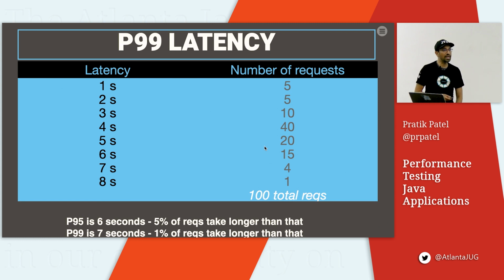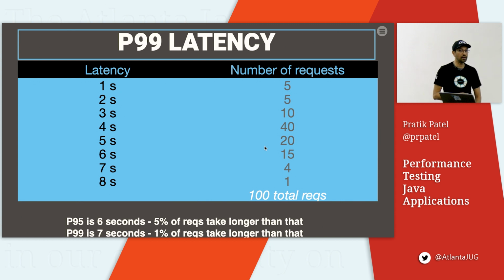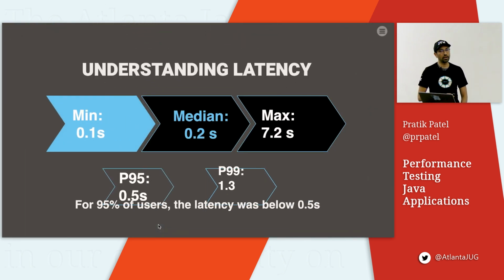So how do we calculate a P99 latency out of this, and P95? If we add these numbers up, you can do the math in your head pretty easily here. We could say that the P95 for this, whether it's a performance test run or production data, is 6 seconds, or that 5% of requests take longer than 6 seconds to complete. And our P99 in this case is 7 seconds, or 1% of requests take longer than 7 seconds to complete.